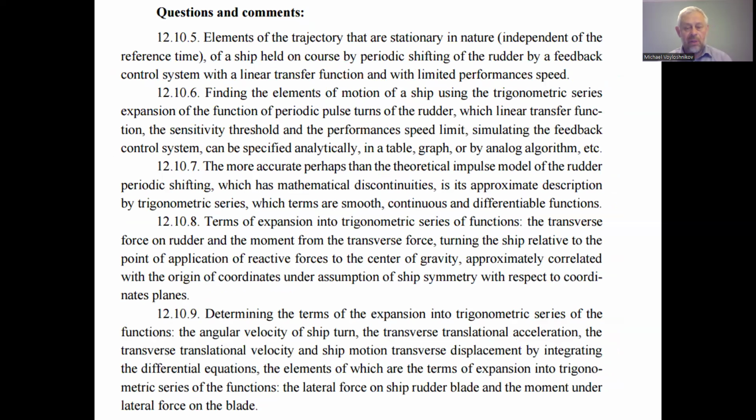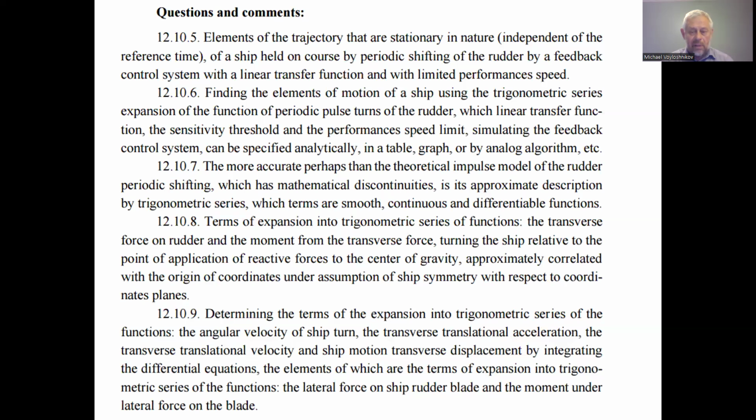12.10.5, elements of the trajectory that are stationary in nature, independent of the reference time, of a ship held on course by periodic shifting of the rudder by a feedback control system with a linear transfer function and with limited performance speed. Usually the control system has a linear transfer function and limited performance of the action of the control system, and any other discrepancies can cause delays in the action of the control system. That's why we cannot keep the ship strictly on a straight line.